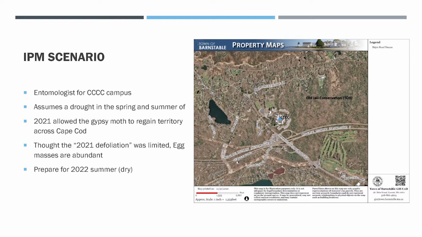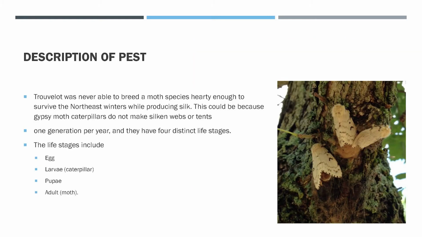My integrated pest management scenario is based on Cape Cod in the summer of 2022. It is based on the hypothetical that droughts in the spring and summer of this and next year allowed the gypsy moth populations to explode on Cape Cod. So now to the description of the pest.